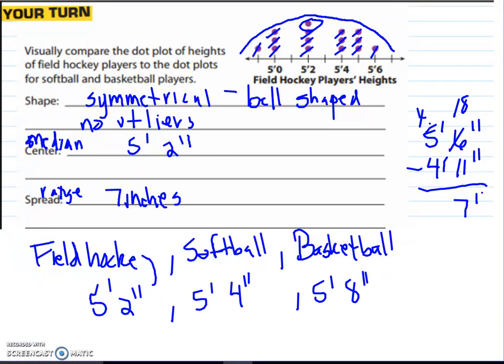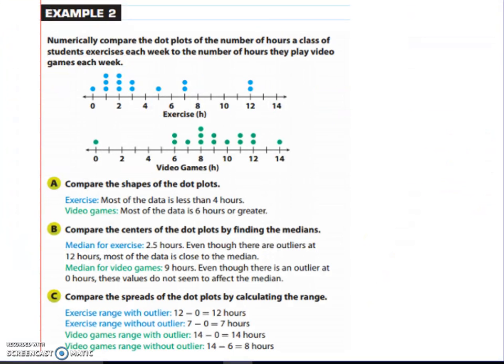Okay, flip it over to the back side. On the back side, it says numerically compare the dot plots of the number of hours students exercise each week to the number of hours they play video games. Well, this isn't skewed left, it's not skewed right. We can't really describe it as symmetrical. So we can just state a fact. Most of the data is less than 4 hours. Yes. Most of the data is 6 hours or greater. Yes.